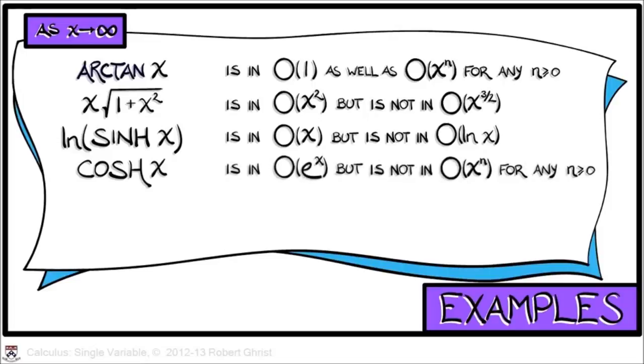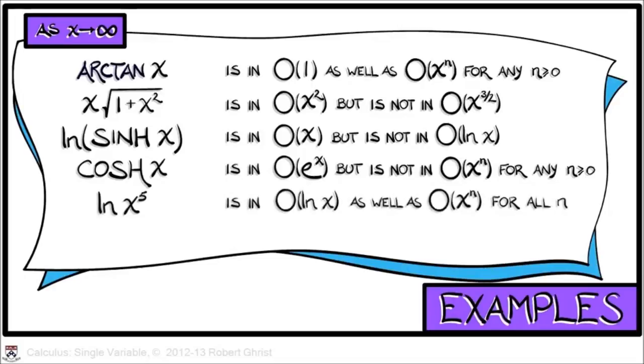Hyperbolic cosine of x is in big O of e to the x. It has exponential growth, but not polynomial growth. Log of x to the fifth can be simplified, and we see that it's really in big O of log x, as well as big O of x to the n for any positive n.